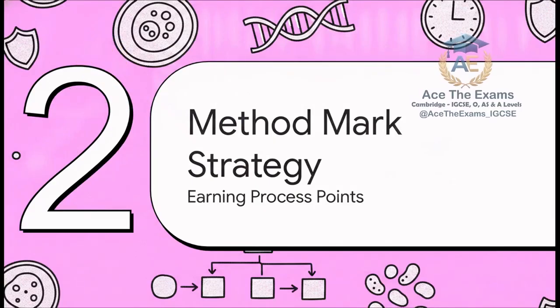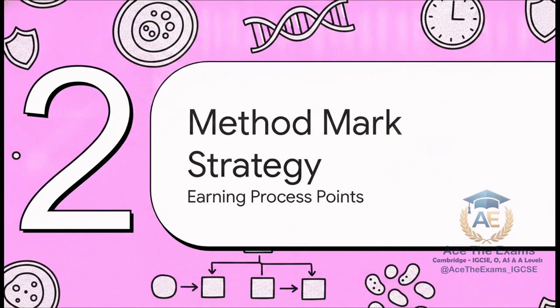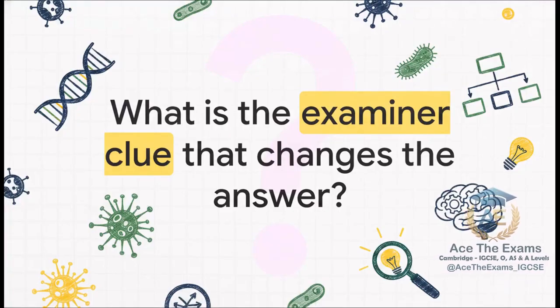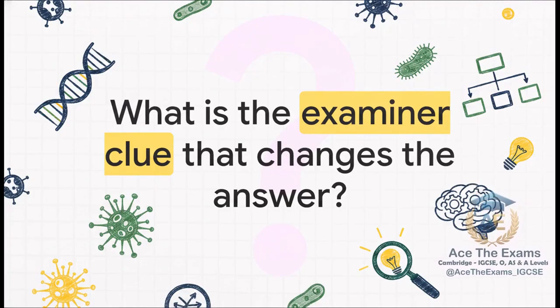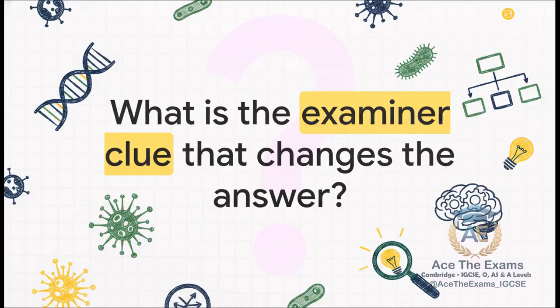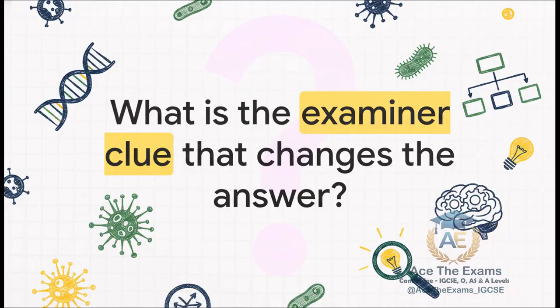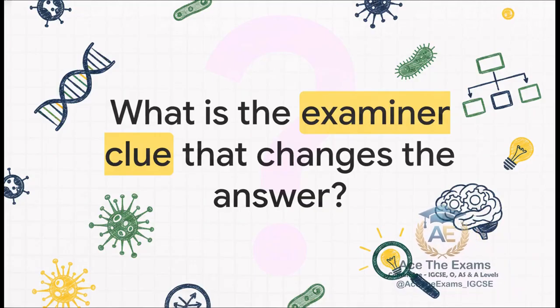Next up is the method mark strategy, which is all about earning points purely for your process. We're stepping into the procedural side of things now. Securing marks just for executing the right methodology is absolutely crucial. In just a second, I'm going to reveal a specific examiner clue that can flip a mediocre response right into a top band score. But to even spot that clue, you need a bulletproof problem-solving framework.